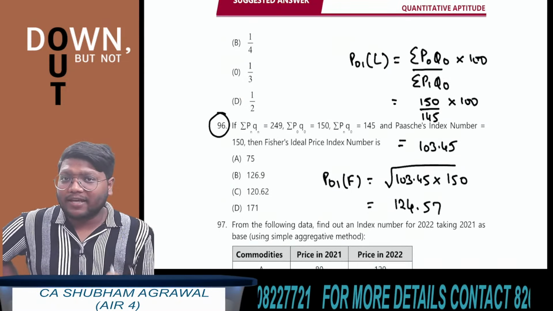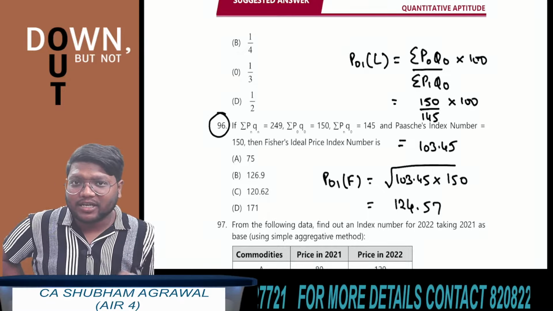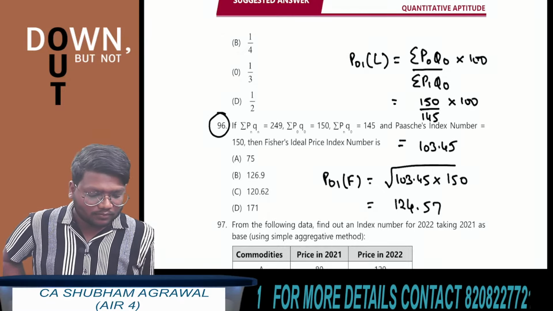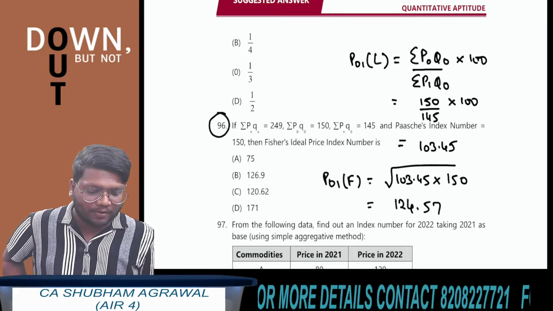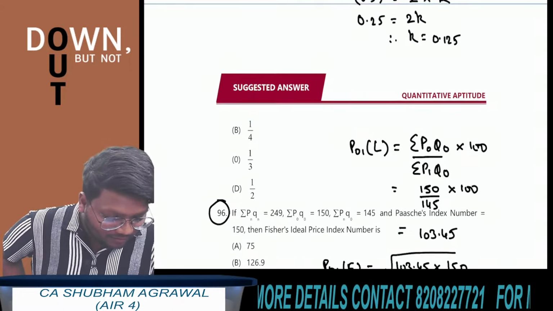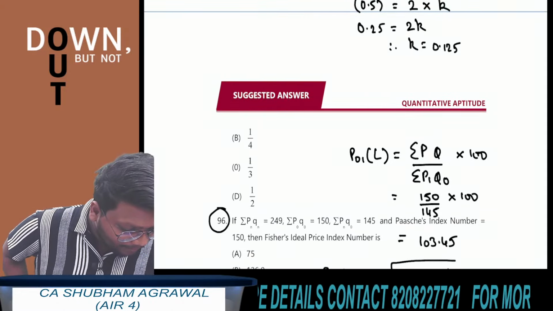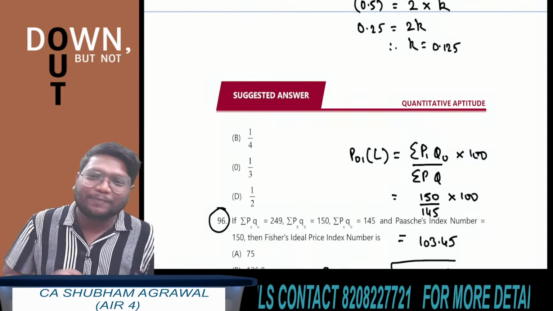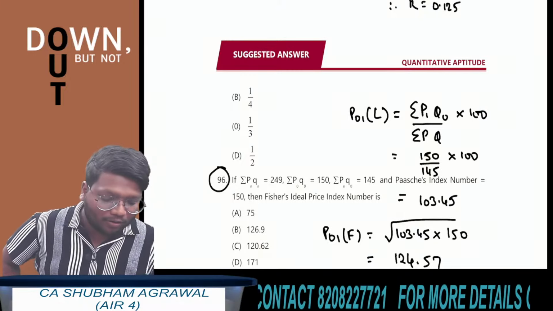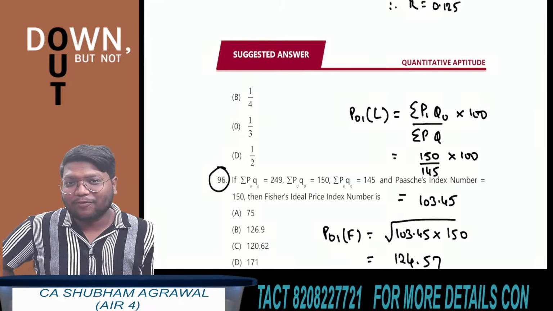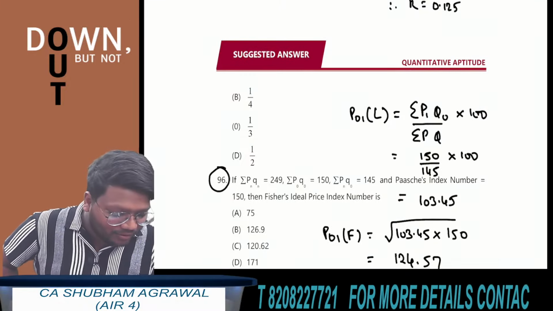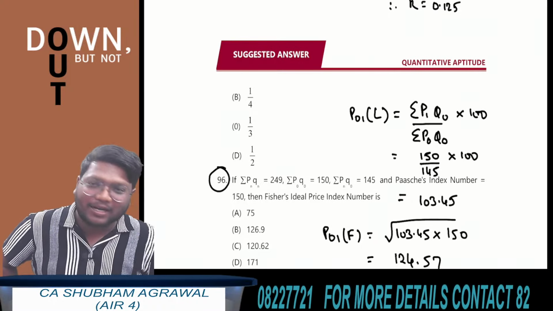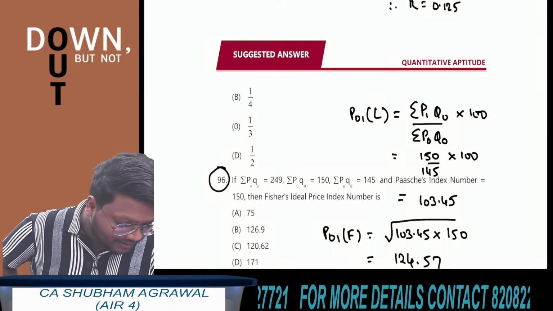The formula of Laspeyres price index number is what? One second, I have made one mistake here. I made the mistake while writing the formula. Laspeyres price index number formula is summation of P1 Q0 divided by summation of P0 Q0 multiplied by 100. So please correct this thing.